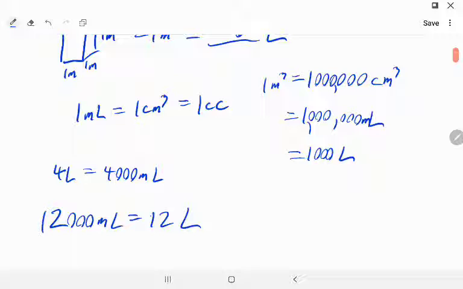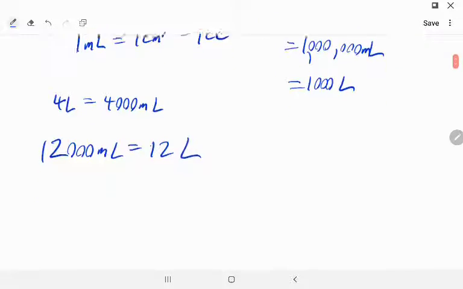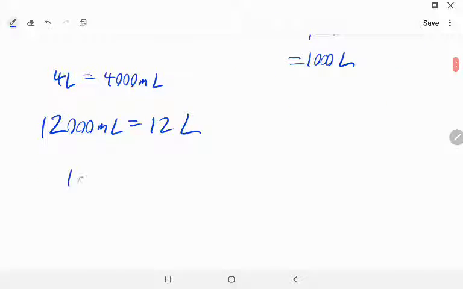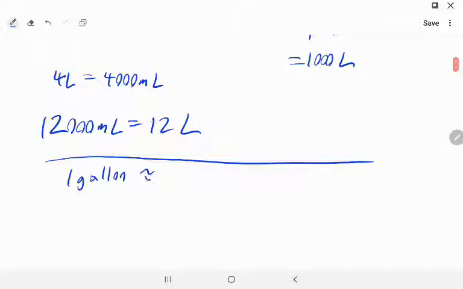Next, if we want to convert from US to metric, we notice that 1 gallon is approximately 3.7854 liters. Oh, your textbook, I just noticed, uses lowercase l for liters. So you'll always get differences in notation.